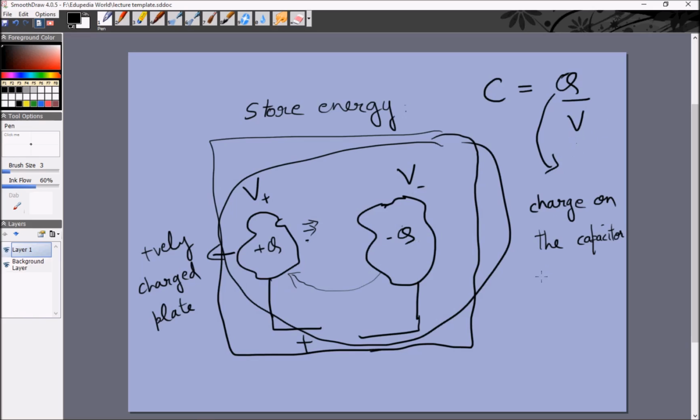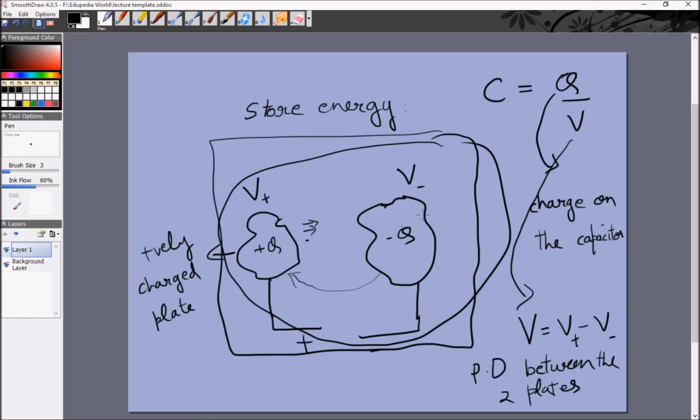The second thing, V, is the potential difference between the two plates. What that means is it is equal to V plus minus V minus, positive minus negative. It is called the potential difference between the two plates. So if we have two different conductors and we give one a positive charge plus Q and the other a negative charge minus Q, and we measure the potential difference between the two plates, that means we measure the work done in taking a unit charge from this point to this point. In that case, the ratio of Q by V is called the capacitance.